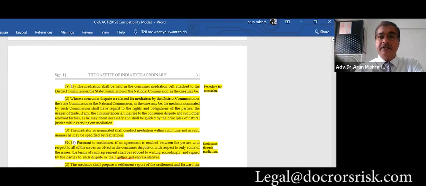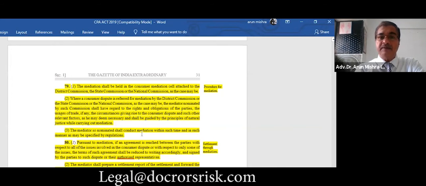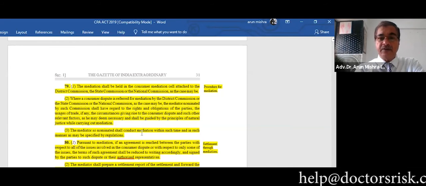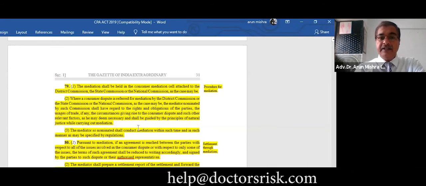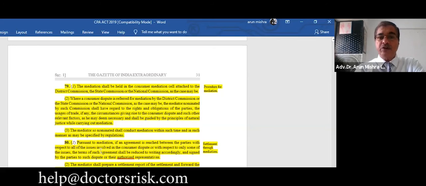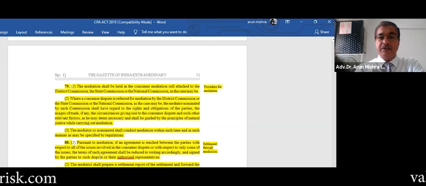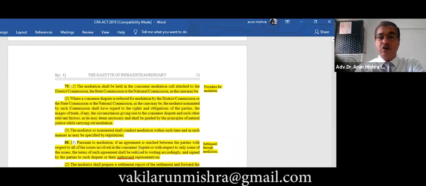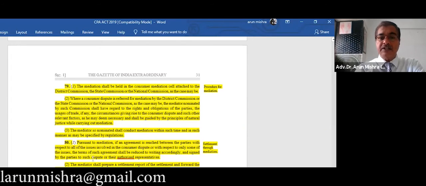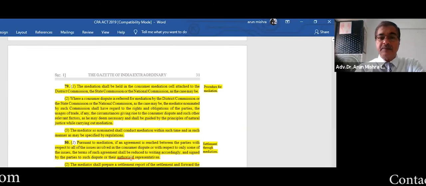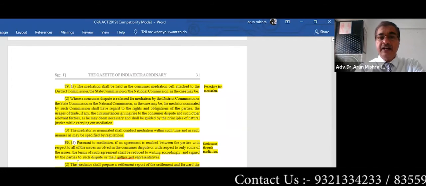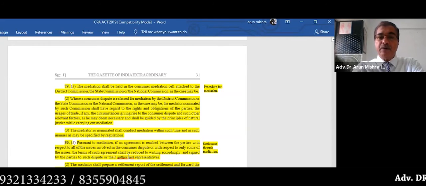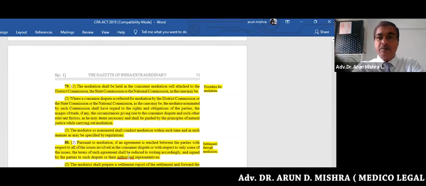So it is the mediator who is going to be nominated by the government under the notification. It can be you, it can be I, it can be any advocate. And then his duty has been defined here. Pursuant to mediation, if an agreement is reached between the parties with respect to all the issues involved in the consumer dispute, or only some of the issues, the terms of such agreement shall be reduced to writing and signed by the parties. So the mediation cell has been empowered to settle the complete matter and part of the matter also.